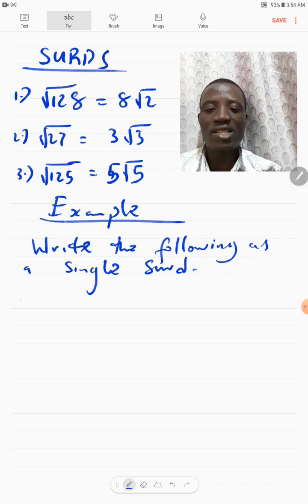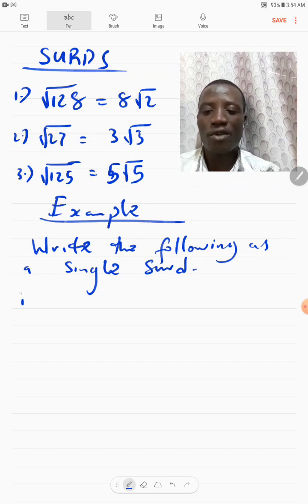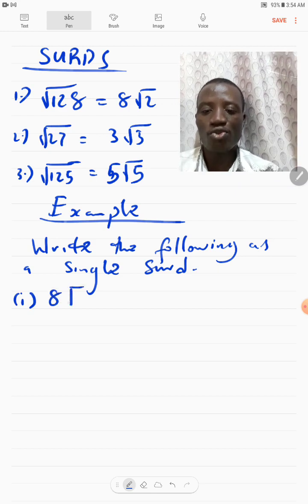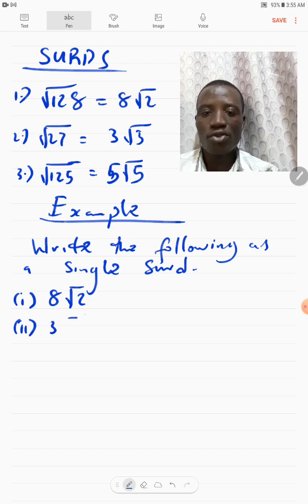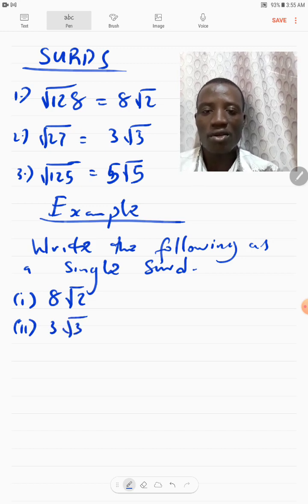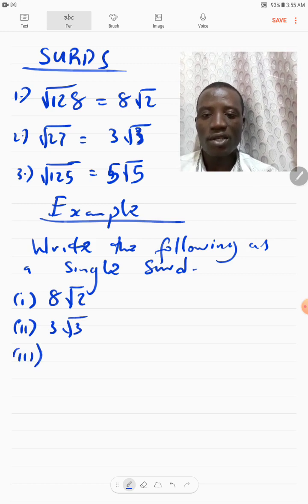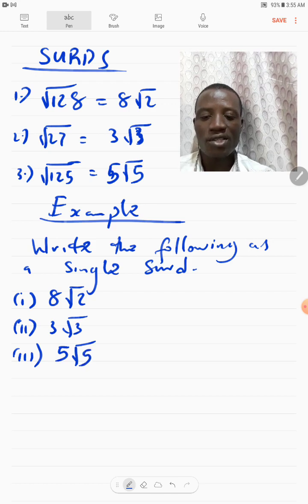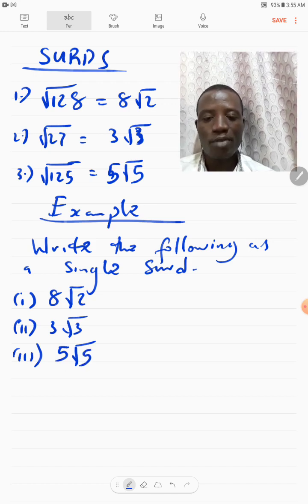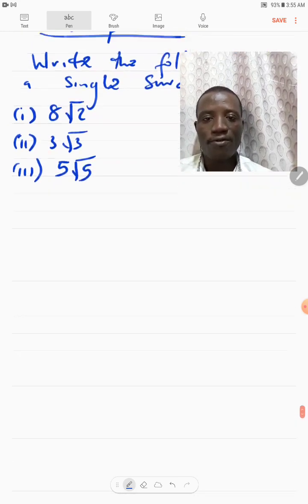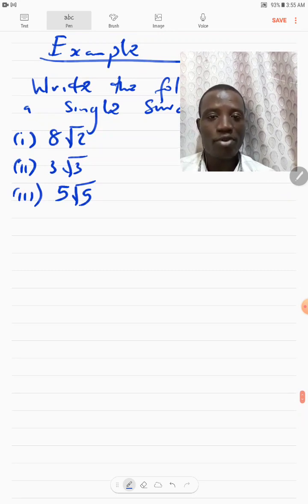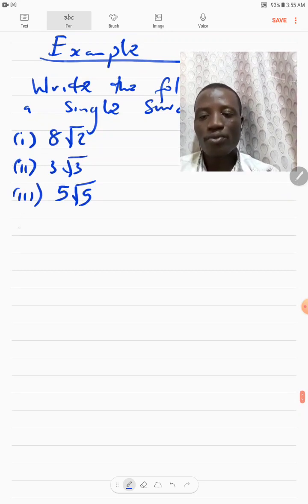So write the following as a single surd. The first one, 8 root 2. The second one, 3 root 3. And the third one is actually 5 root 5. So let's see how we can actually take this back to what we have as the initial question in the previous video. So solution.